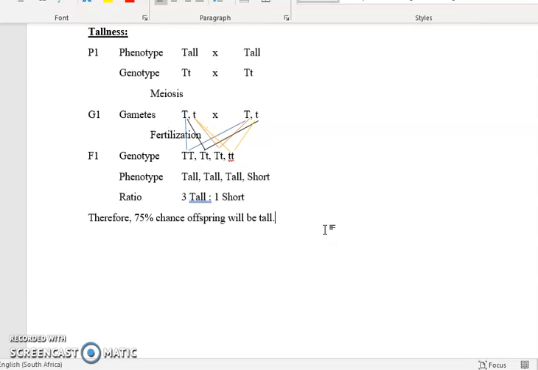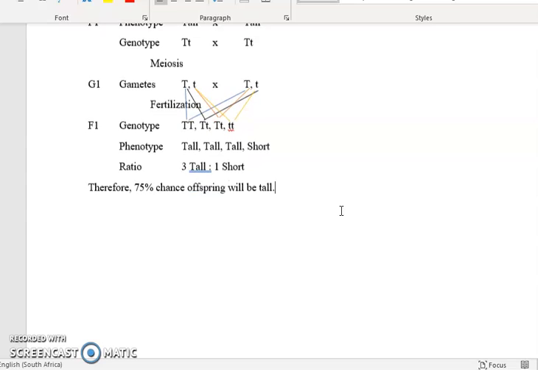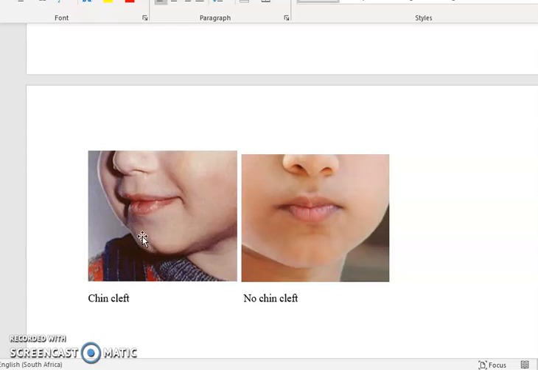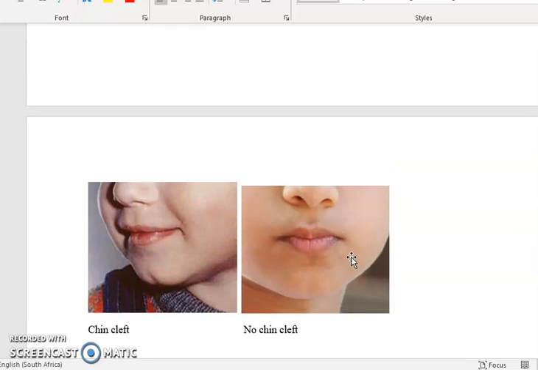Okay, so I would suggest you go over that one more time to make sure you understand what went on specifically around there. And we can do another example for having a cleft in your chin. So let's look at what a cleft looks like. So this is a picture of someone who has a chin cleft here on the left, and this is a picture without a chin cleft. It's a smooth chin. So in this situation, our dominant trait is having a chin cleft.